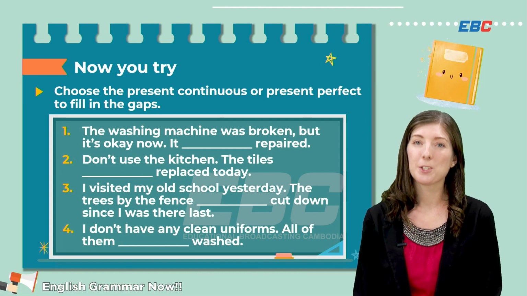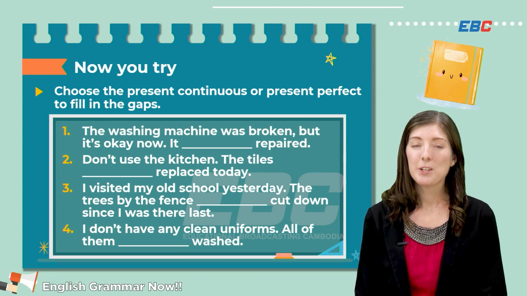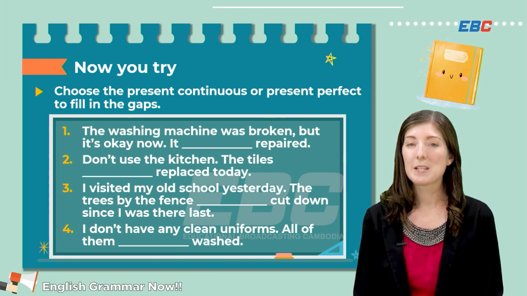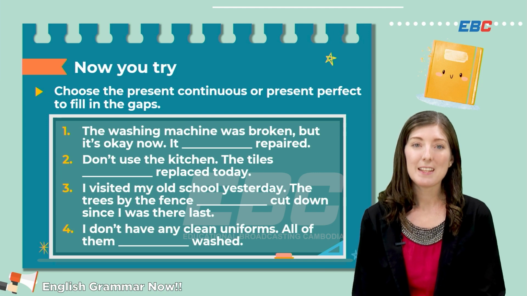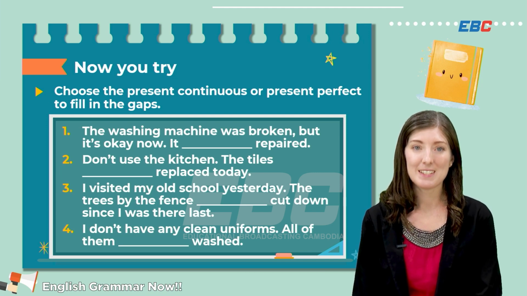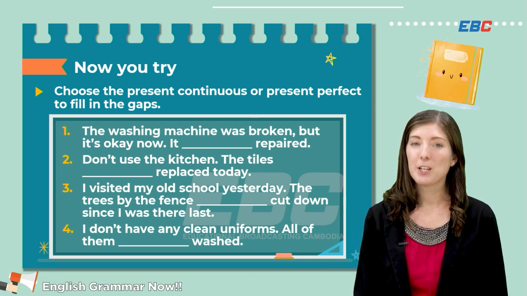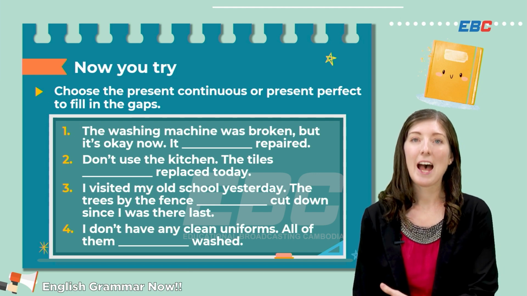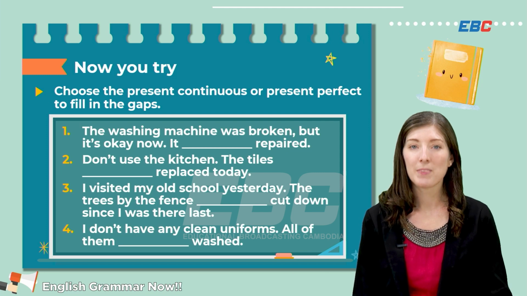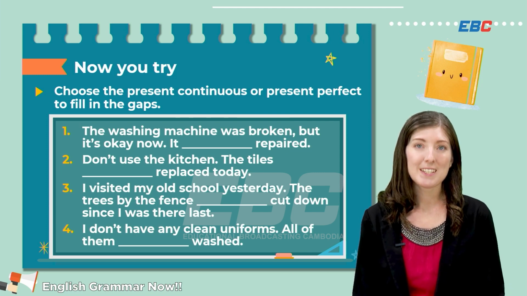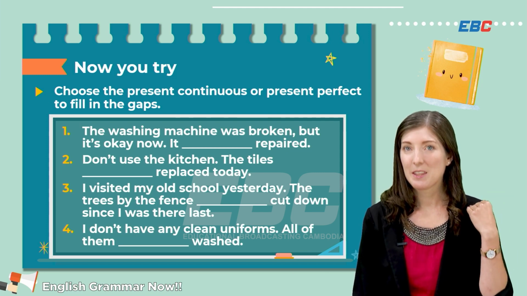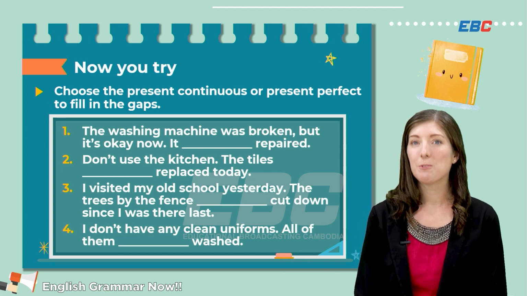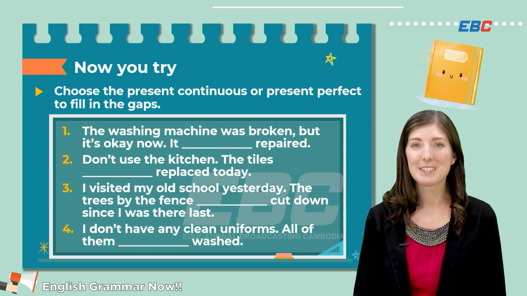Here's something for you to try. You can choose the present continuous or the present perfect to complete these passive sentences. See if you can figure out, if it is present continuous, it is happening at this time. If it is present perfect, it happened in the past, but it is important now. See if you can figure out how to fill in those blanks.